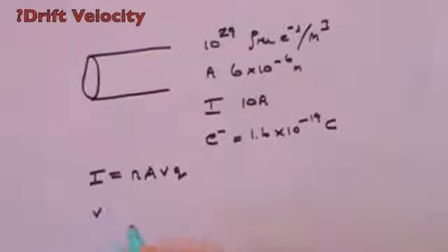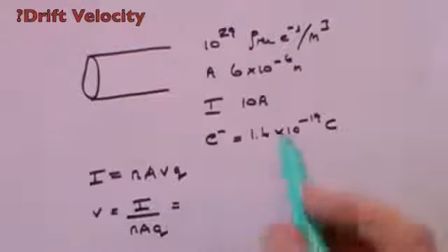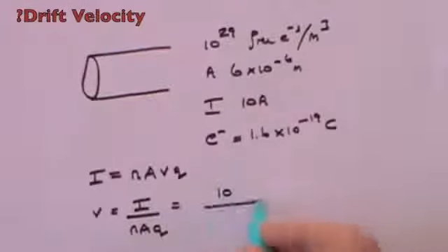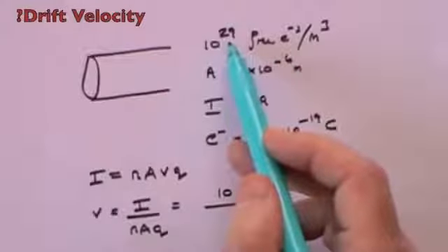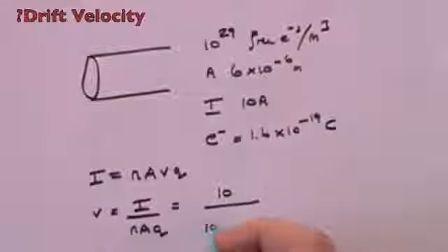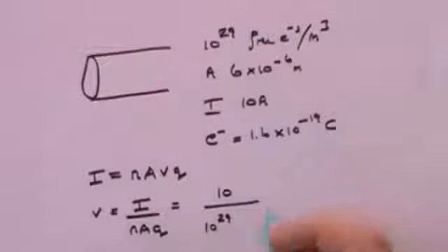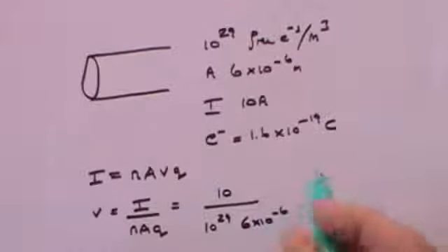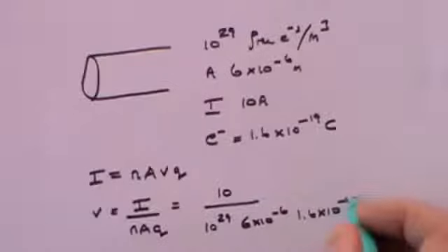And that means that V, which is the drift velocity that we need to find, is going to be I divided by NAQ. Well, we know that the current is 10 amps. We know that the number of free electrons is 10 to the 29 per cubic metre. We know that the area is 6 times 10 to the minus 6. And we know that the charge on the electron is 1.6 times 10 to the minus 19.